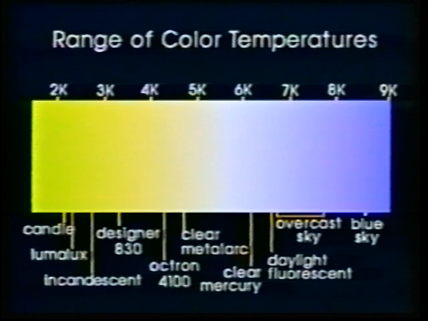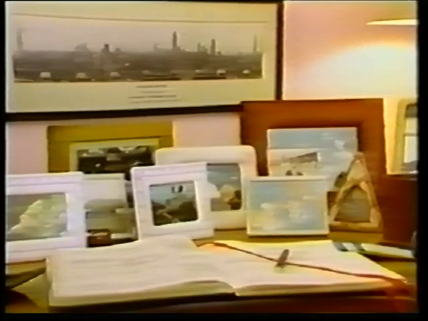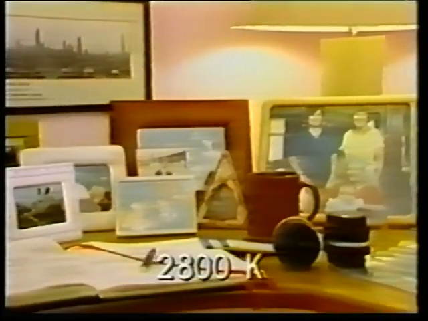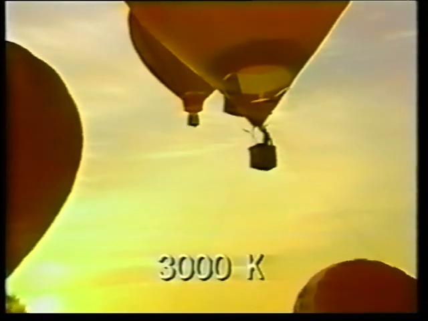Most incandescent lamps emit light at about 2800 degrees Kelvin. That's right about here on the chart. You can see that it's a little bit yellowish, but when it's the only light source, it appears to the eye as white. These color temperature designations are applied to both artificial and natural light sources.